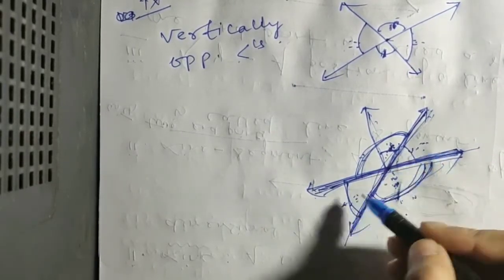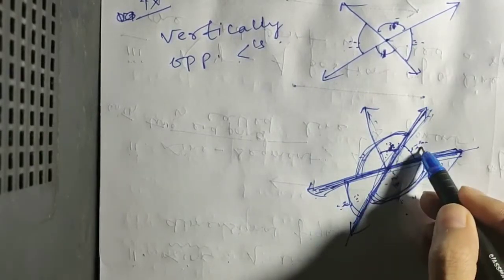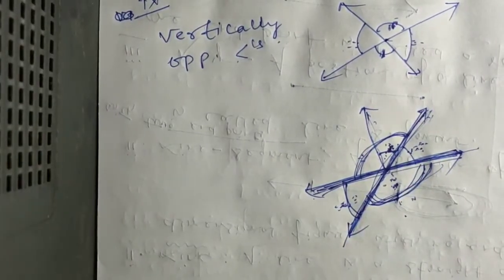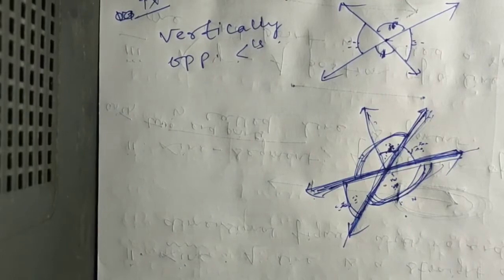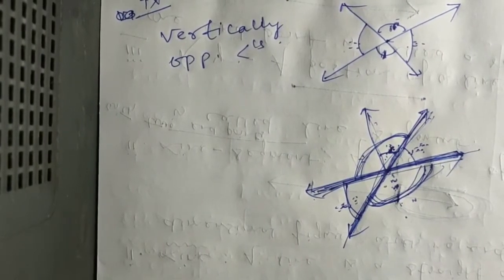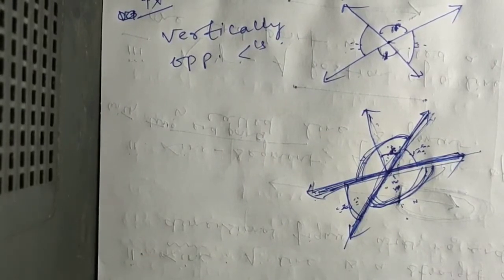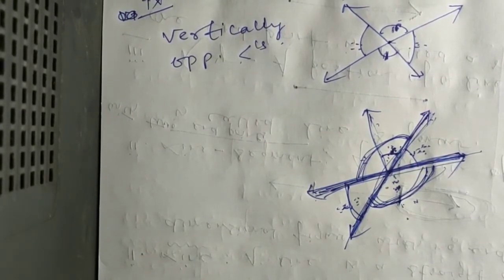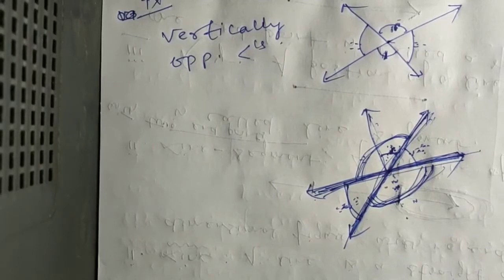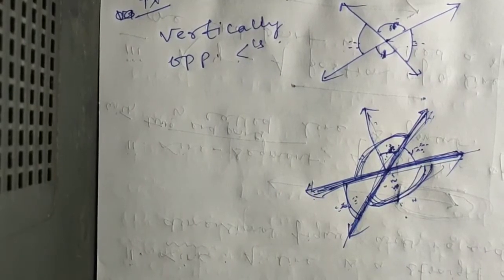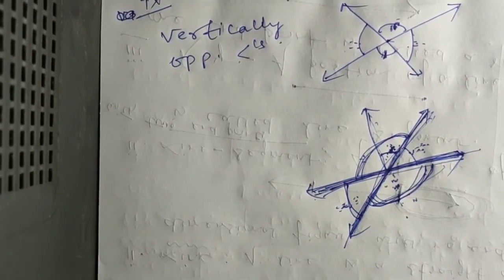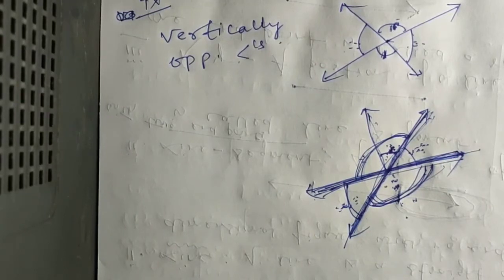So that's why these two are vertically opposite angles. Okay, so we have to very carefully observe the figure, then we have to decide which are the vertically opposite angles. Many angles may sometimes look like vertically opposite angles, but they are not actually. So we have to very carefully look at the figure, observe the figure, then we have to come to a conclusion whether it's a vertically opposite angle or not.